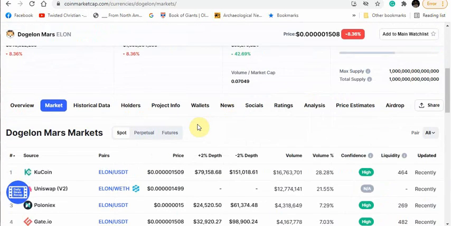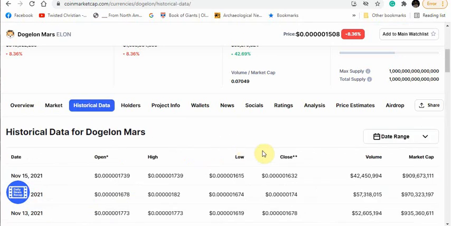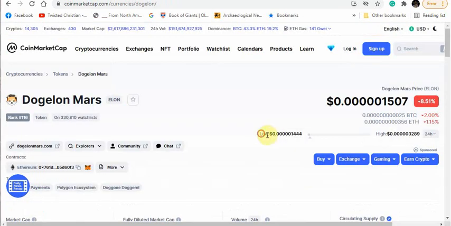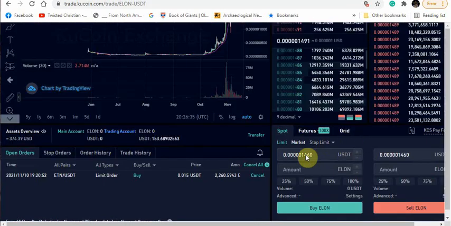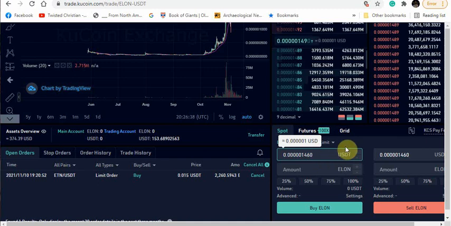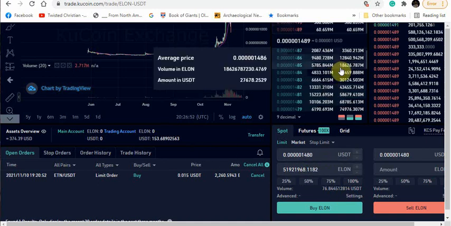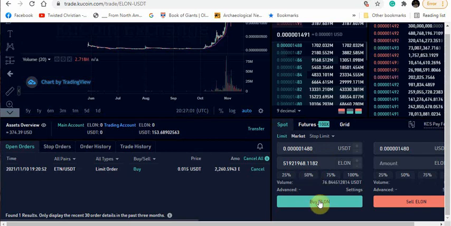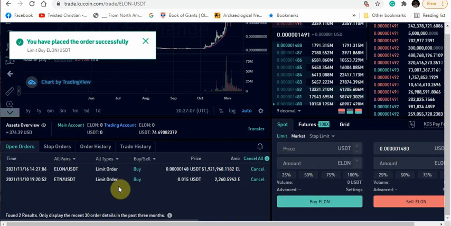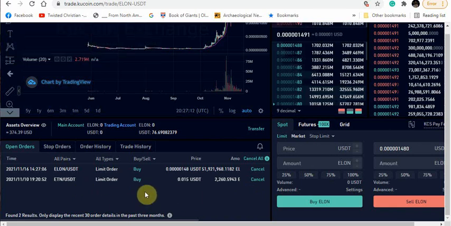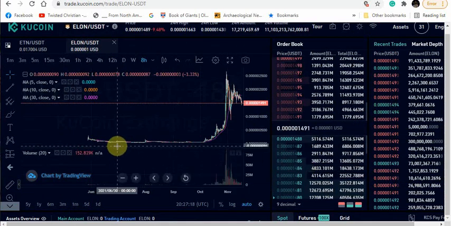So Doge ELON is down right now, and that's one of the ones I'm not spending a whole lot of money on. The 24-hour low is all these zeros, 1444. Okay, so I'm going to go ahead and put in an order for some ELON coin. I just set it at 0.0148, and I did 50%. All right, so now I've placed the buy order for some more, and I'll keep a watch on that and go from there.